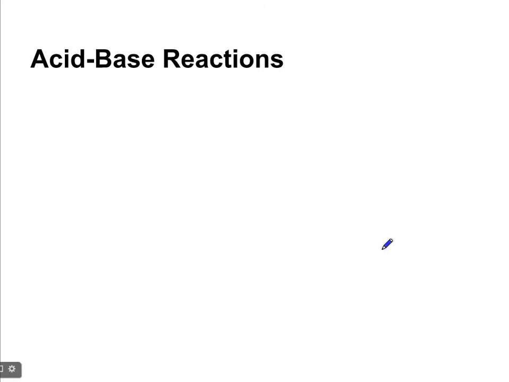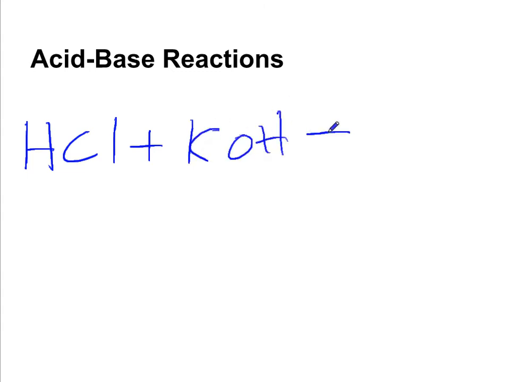Acid-base reactions are special examples of double replacement reactions. They have the same general form, but it's a reaction between an acid and a base. We don't have acid-acid reactions or base-base reactions. Nothing would happen. It's got to be an acid and a base. So let's look at a simple one. HCl, that's hydrochloric acid, reacting with KOH, potassium hydroxide.